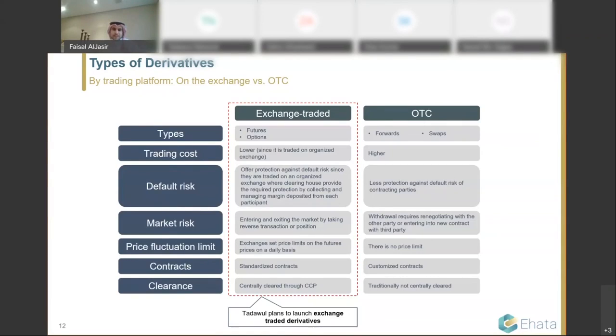On the clearance side, with a centrally cleared CCP, all trades are cleared via the CCP on exchange traded, but in the OTC they are traditionally not cleared. However, more regulations now for centrally cleared OTC trades are happening without the need for it being exchange traded. So this is about the major differences between an exchange and an OTC market.